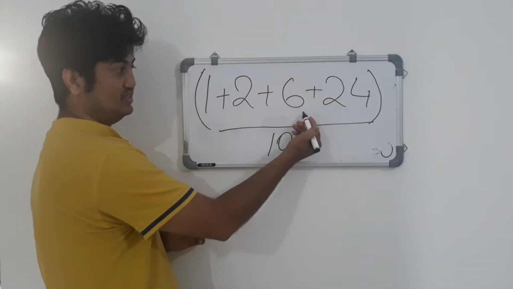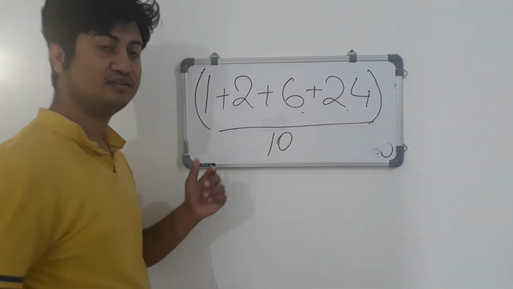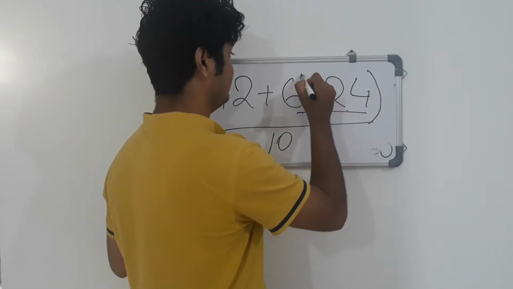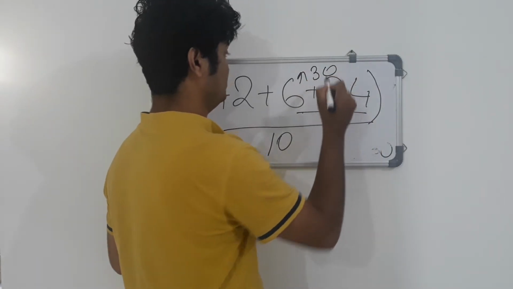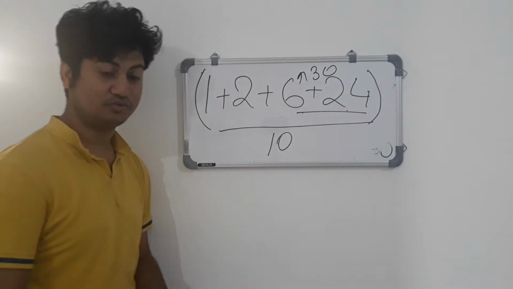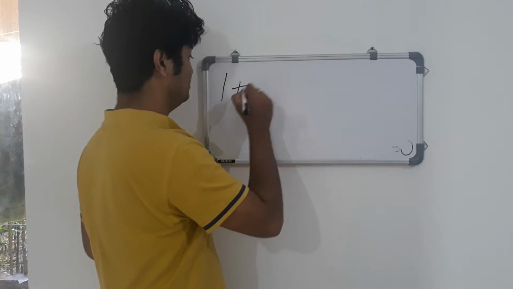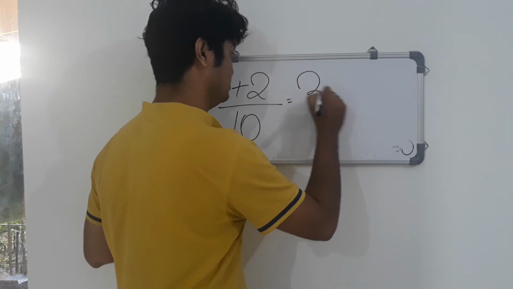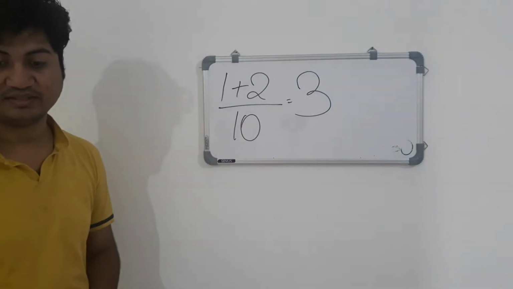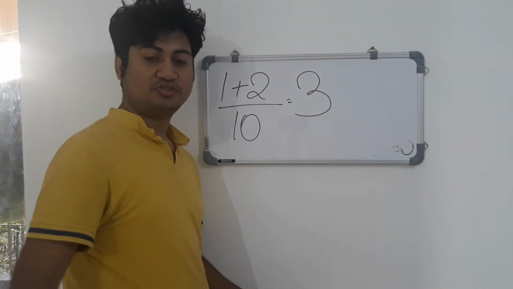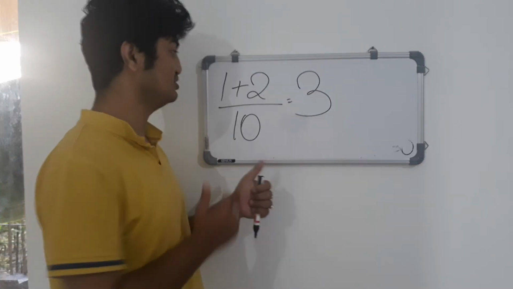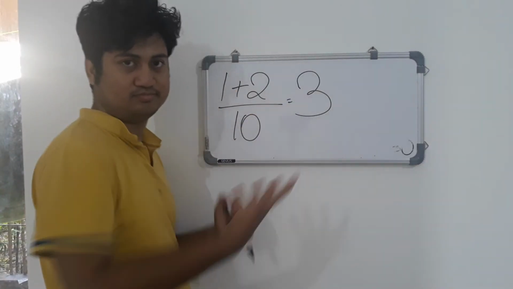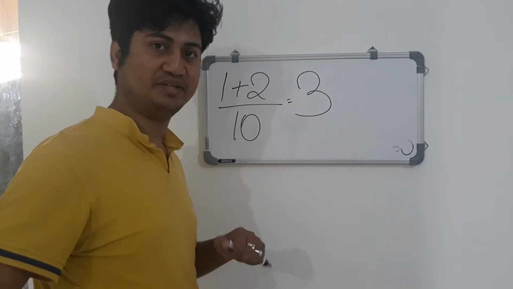If you see, 6 and 24 are again, the addition is 30, which is effectively again a multiple of 10. So we can eliminate those two also. 1 plus 2 by 10 is equal to 3, and hence 3 is the remainder. So you see how a complex question gets simplified to just this, and that's the beauty of the remainder theorem.